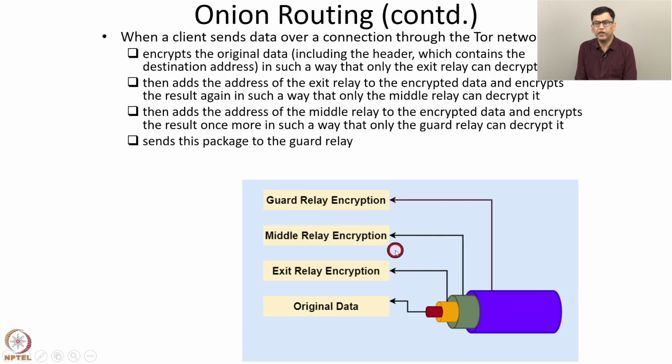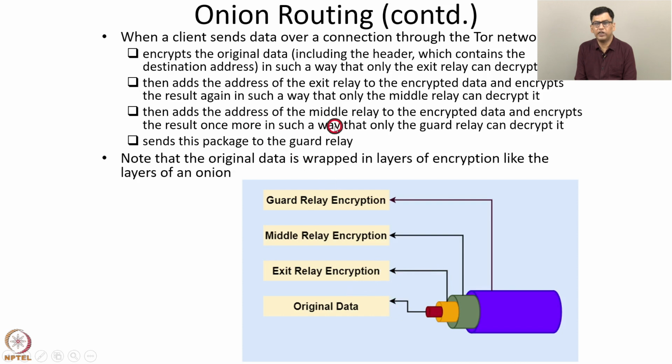Then the middle relay can decrypt this green layer of encryption, and once it decrypts it, it gets the IP address of the exit relay. So then the middle relay forwards that packet to the exit relay. Then the exit relay receives it and it decrypts this yellow layer of encryption, and then it extracts the original data and sends it to the destination.